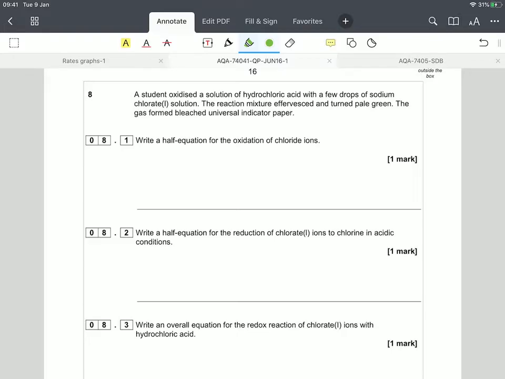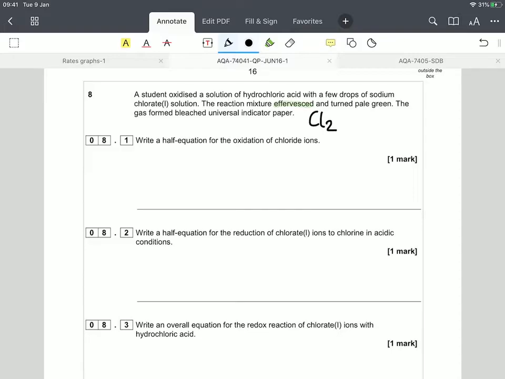A student oxidised a solution of hydrochloric acid with a few drops of sodium chlorate(I) solution. The reaction mixture effervesced, so a gas was produced, and it turned pale green. The gas formed bleached universal indicator paper. So there's a lot of stuff going on here, right? The main thing is that from that paragraph of the question stem, you're supposed to understand that molecular chlorine has been formed.